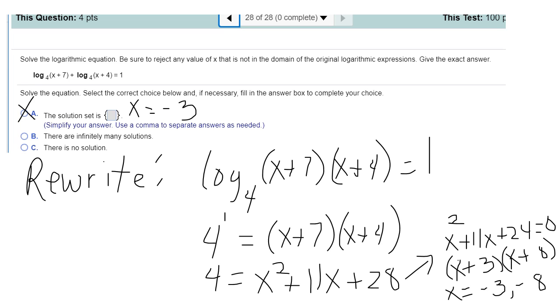However, negative 8 will not work in this problem. If you substitute the negative 8 back into the original equation, it makes it undefined because we never take the log of a negative number. However, the negative 3 would work. For instance, negative 3 plus 7 in the first parenthesis is positive 4. Negative 3 plus 4 in the second parenthesis is positive 1. Just by the fact that those are positives means that that negative 3 would be workable. So negative 3 is the only answer.